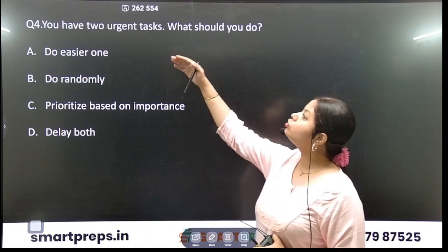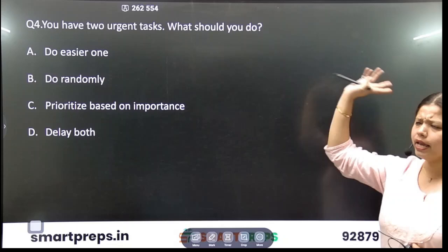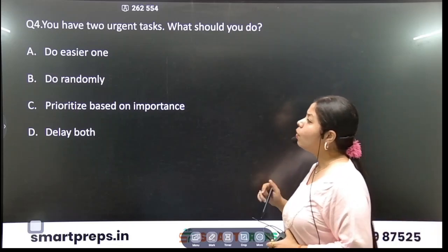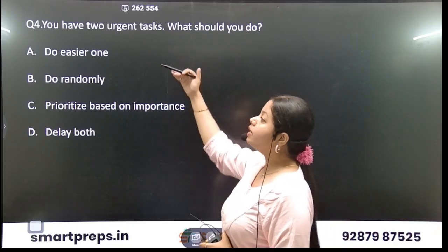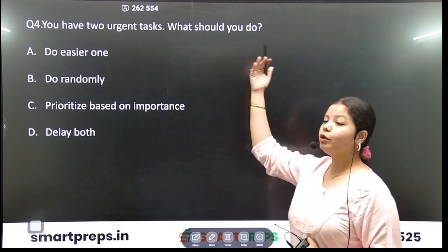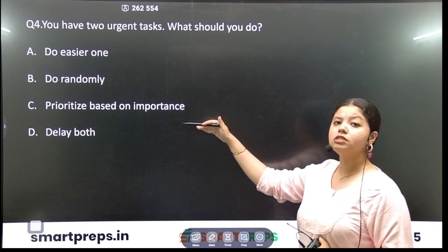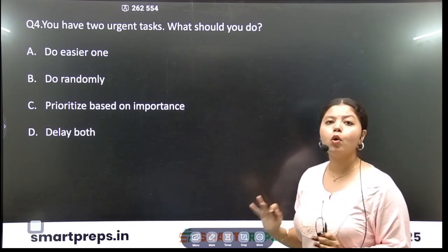You have 2 urgent tasks. What should you do? Both the tasks are urgent. What will you do as an officer? Do the easier one first, do randomly, whatever you feel like, or you prioritize based on importance, or you delay both the tasks.